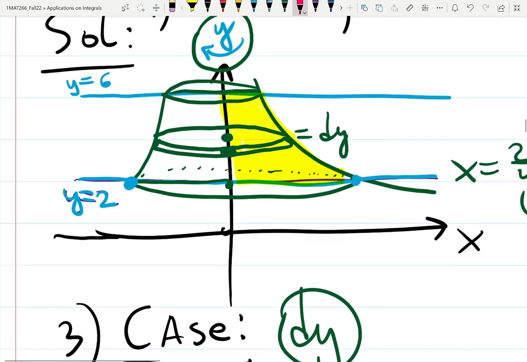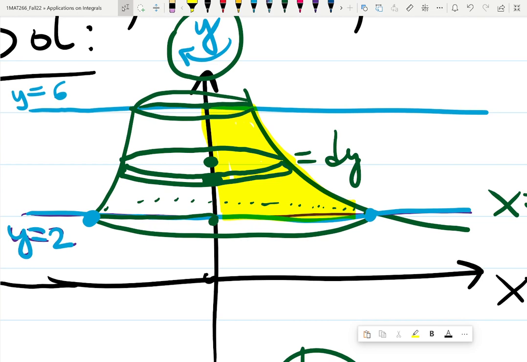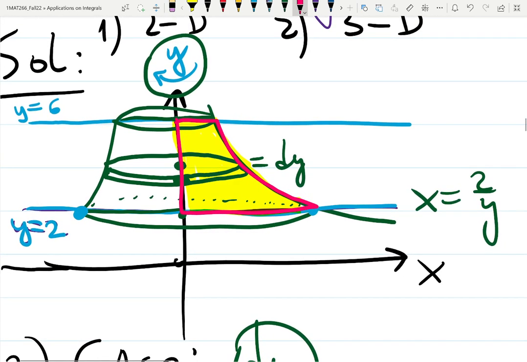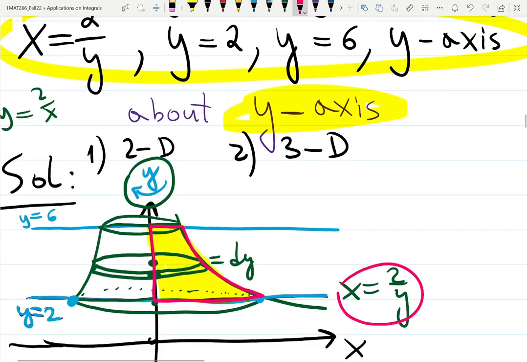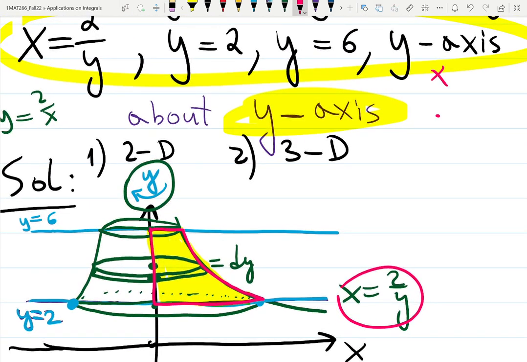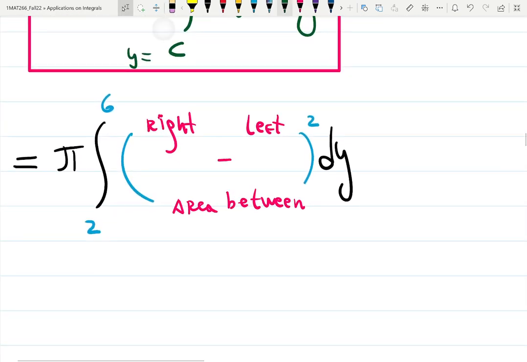Right minus left. Let's go back and see who is on the right and who is on the left. We only look at the 2D area. Some people draw it separately. I don't like drawing it separately. Here it is. This is my 2D area. Which function is on the right? I even sign it. X equals 2 over y. And which function is on the left? Did I ever mention that we have the y-axis? How do you call the y-axis? X equals 0. See? It's supposed to be x equals, x equals. That's important. If it's not x equals, you'll have to find it for x.